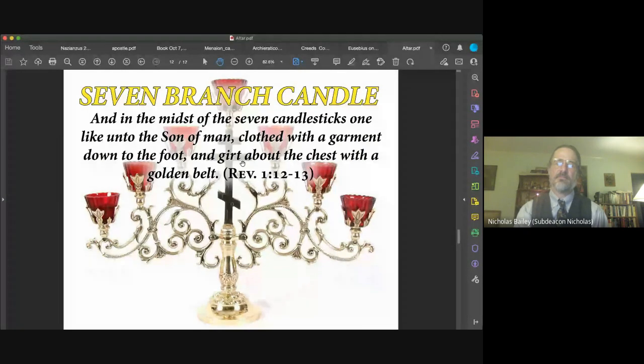All of these again are from the Jewish temple, and the Jewish temple had a seven-branch candlestick. The church's worship began in the Jewish temple. That is, we are the fulfillment of the Jewish temple.